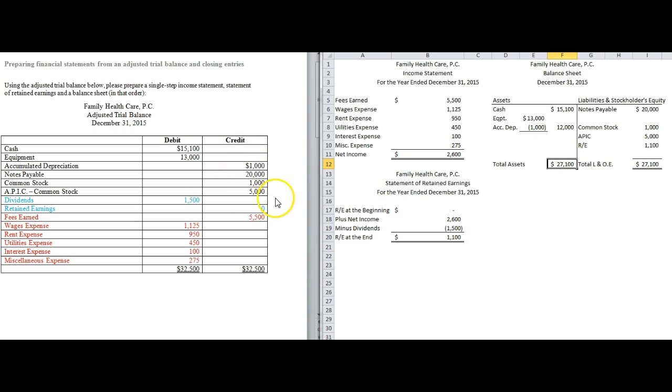Liabilities and owner's equity are over here. Notes payable $20,000, common stock $1,000, additional paid in capital. That is money paid in above the par value of the stock. That's why it's called additional paid in capital. And our retained earnings, we just figured out that that's $1,100. So you add up the right-hand side of the balance sheet and you get $27,100 on the right-hand side as well.